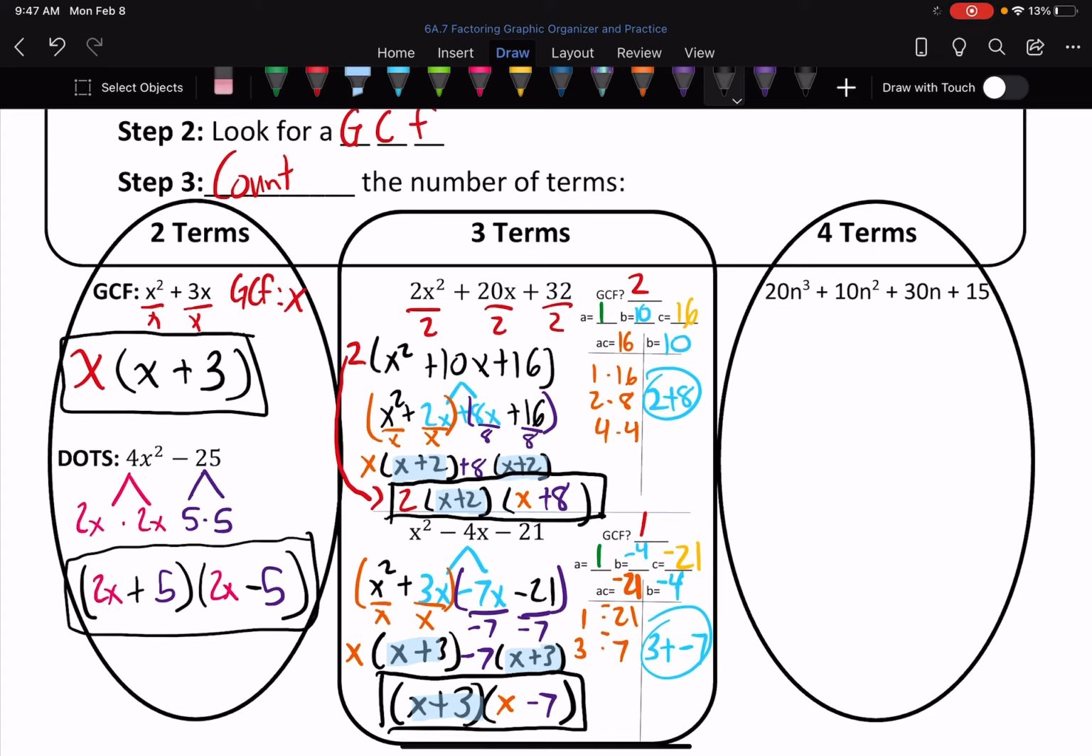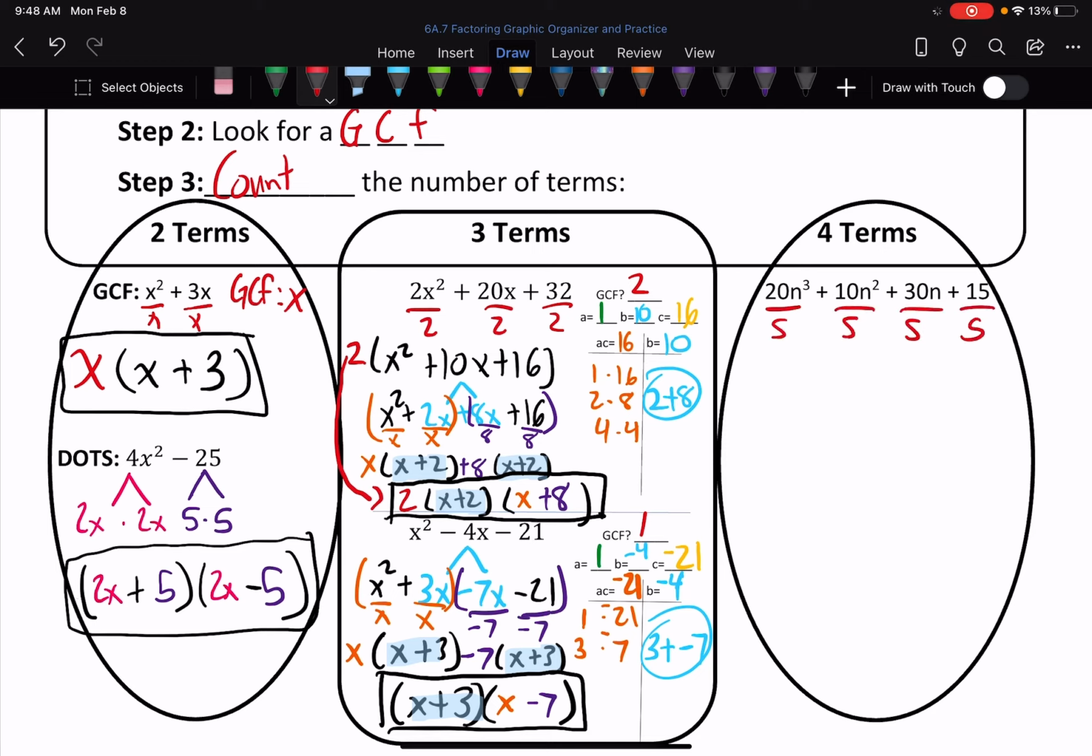Lastly, we go into 4-term polynomials. First thing we gotta do with 4-term polynomials is make sure it's in standard form. Well, it looks like we have our highest exponent value, which is our cubed value, so to the third power, leading. Then we have second power, first power, and then we have 0 power, which means there isn't a variable for that last term. So that's good. Second thing we need to look for is the greatest common factor. We've got 20n cubed plus 10n squared plus 30n plus 15. They all have a greatest common factor of 5.